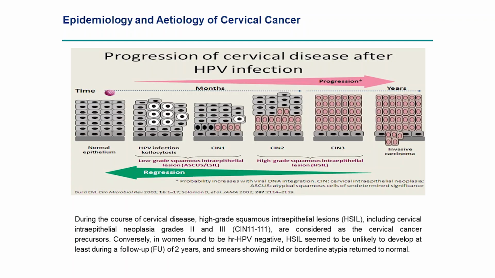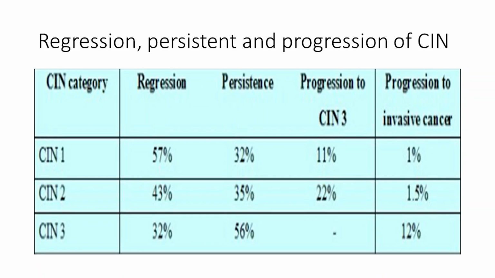This is the diagram. We have CIN1, CIN2, CIN3. Up to CIN3, all those abnormalities are reversible. But when the abnormal cells breach the basement membrane, it forms invasive cancer. At that point, it is no longer reversible. The next slide will show us the regression, persistence, and progression of CIN1.